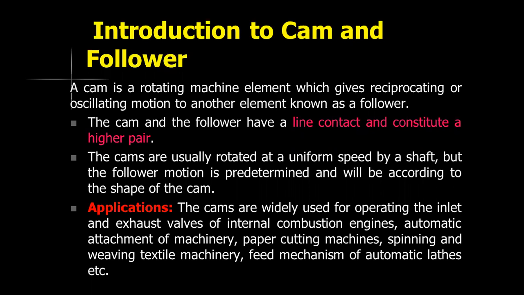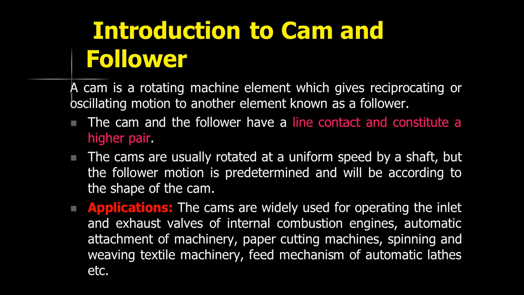Then, applications where it is used. The cam and follower mechanism is widely used for operating the inlet and exhaust valves of IC engines. You all know in IC engines we have 2 valves, the inlet valve and the exhaust valve. If it is a 4-stroke engine, at the suction stroke the inlet valve has to open and the exhaust valve remains closed. At the compression stroke, both the inlet valve and the exhaust valve should be closed.